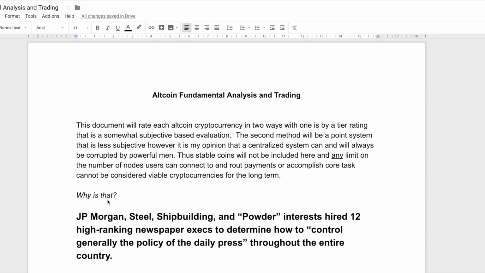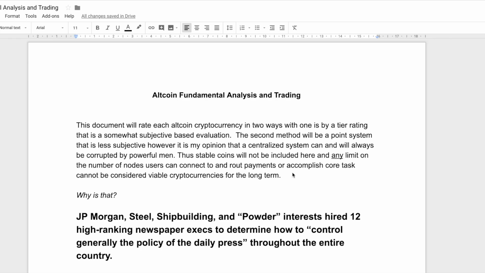Now onto this document. This document will rate all altcoins and cryptocurrencies in two ways, basically. They'll have a tier rating, which is mostly subjective, and the second method will be a point system. My opinion is that a centralized system can and always will be corrupted by powerful men. Thus, stable coins will not be included here, and any limit on the number of nodes users can connect to and route payments through, or to accomplish a core task of the coin, means it cannot be considered a viable cryptocurrency for the long term.